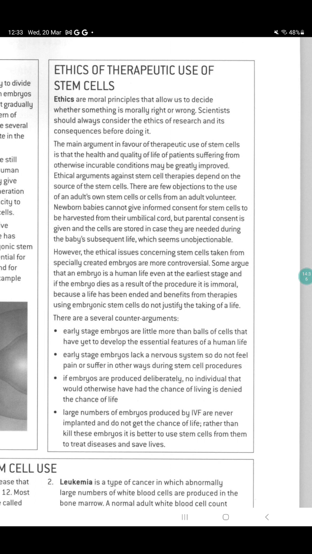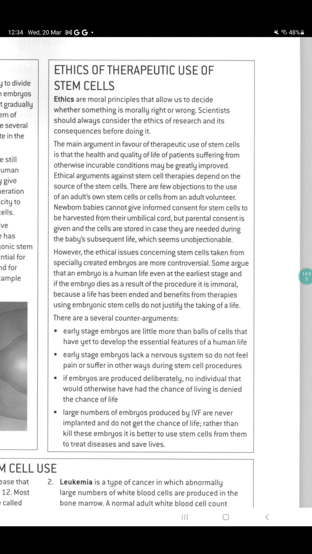Some argue that an embryo is a human life even at the earliest stage. If the embryo dies as a result of the procedure, it is immoral because a life has been ended, and the benefit from therapies using embryonic stem cells does not justify the taking of a life.